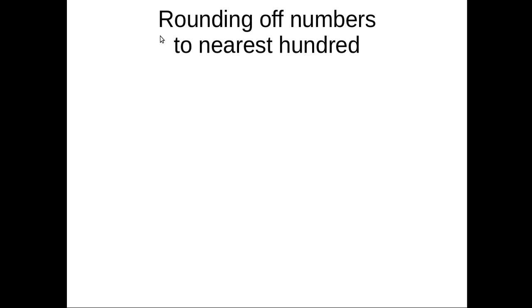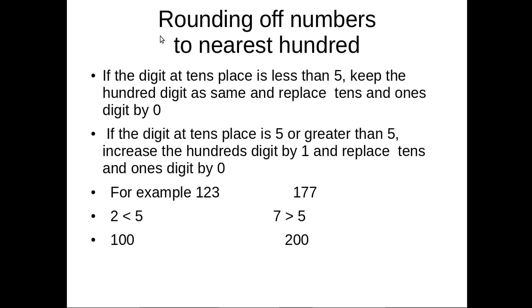Now we are going to learn rounding off numbers to the nearest 100. See, if the digit at the tens place is less than 5, keep the hundreds digit the same and replace the tens and ones by zeros. If the digit at the tens place is 5 or greater than 5, increase the hundreds digit by 1 and replace the tens and the ones by 0.